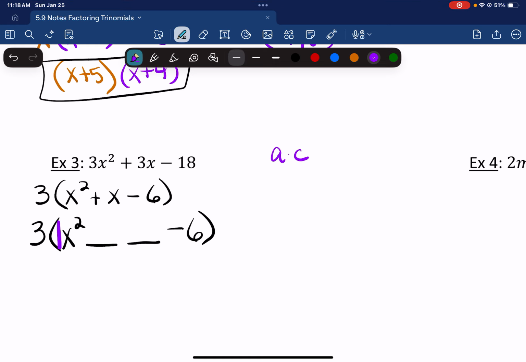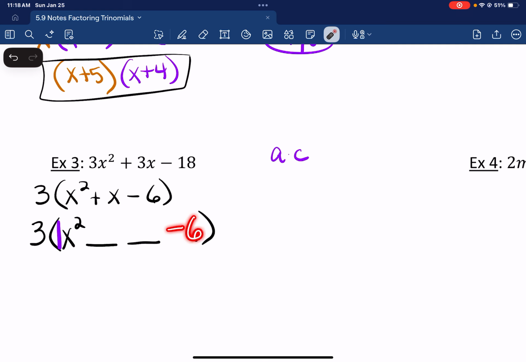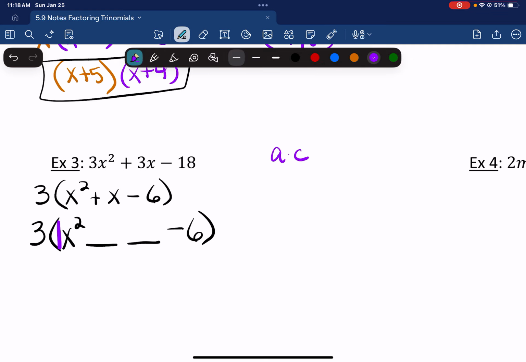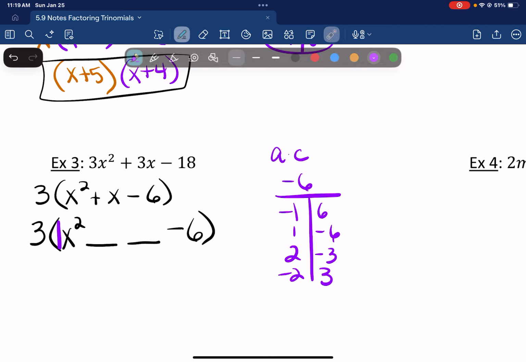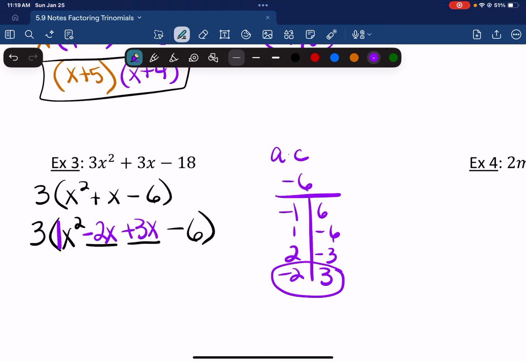All right, so remember we're going to multiply a times c, and in this case now my a value is the number 1, and my c value is this minus 6. 1 times negative 6 gives us negative 6. And let's list the factors. We have negative 1 times 6, 1 times negative 6, positive 2 times negative 3. We could do negative 2 times positive 3. So I want the pair that combines to give me a positive x. Remember, this is a 1 right here in front of this x. So the pair that I want to use that combines to make a positive 1 is a negative 2 and a positive 3. So let's write this as minus 2x and plus 3x.